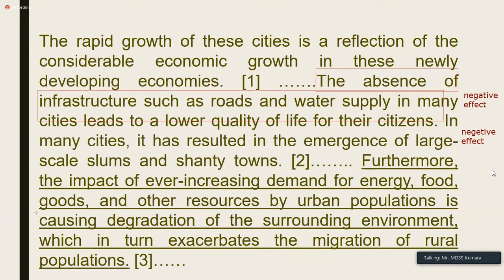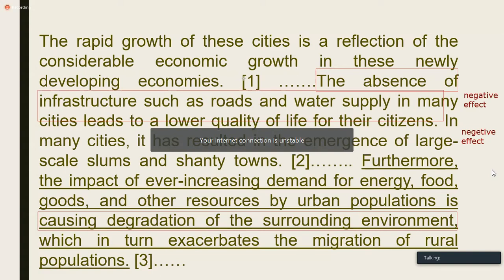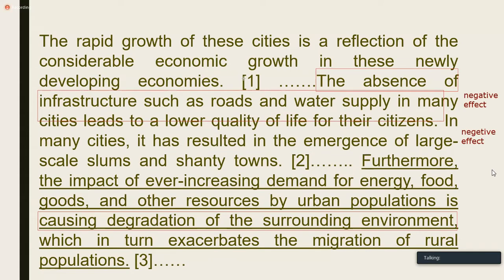And the last sentence: furthermore, the impact of ever increasing demand for energy, food, goods, and other resources by urban populations is causing degradation of the surrounding environment, which in turn exacerbates the migration of rural populations. So what about this one? Causing degradation of the surrounding environment. What does that tell about urbanization? Is it something positive or negative?